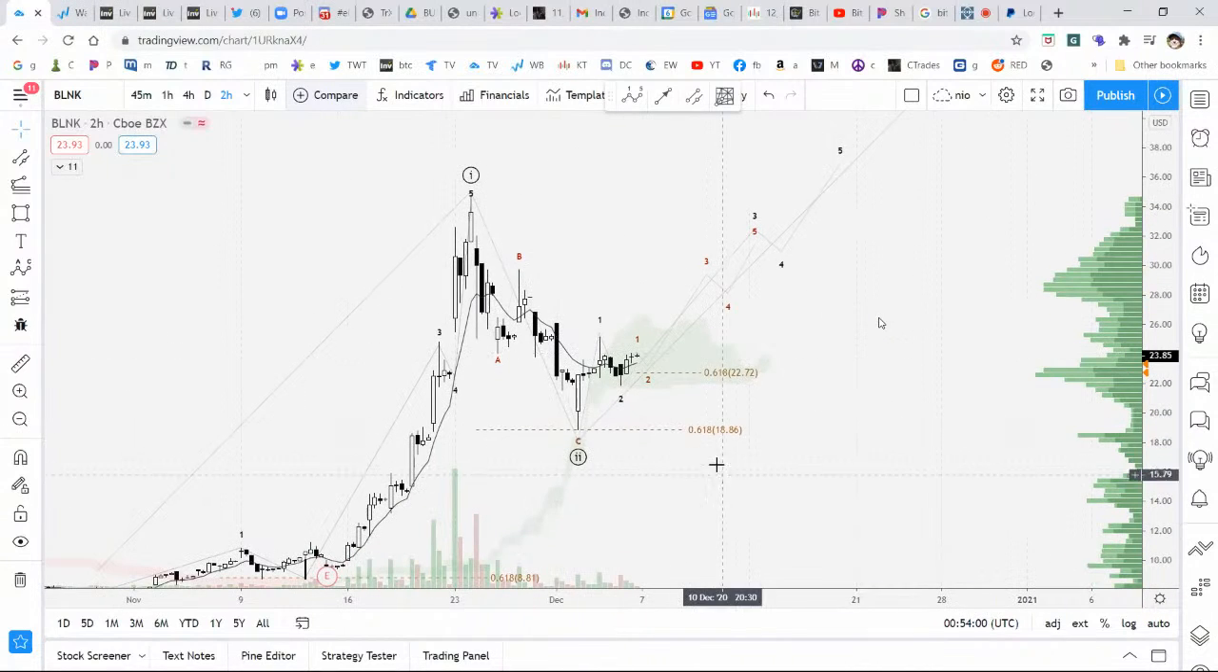So here's Blink. We had our classic ABC down for wave 2. Then we had a wave 1 up and wave 2 down. It looks like we had another little push up, subwave 1. And we're looking for a subwave 2 down tomorrow, down to the 618, and we'll count the waves and see if we get a bounce off the 618 or the golden zone. But I like Blink. I think it's got room to go.